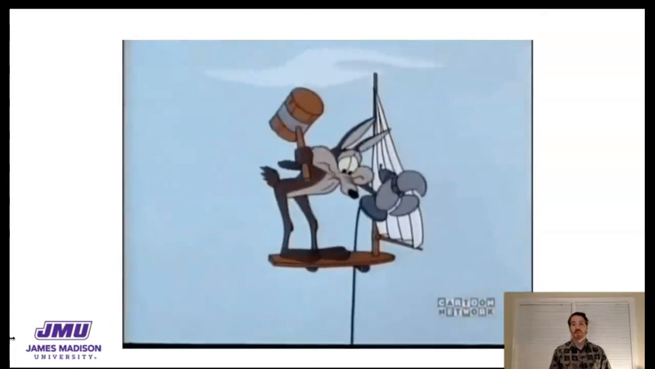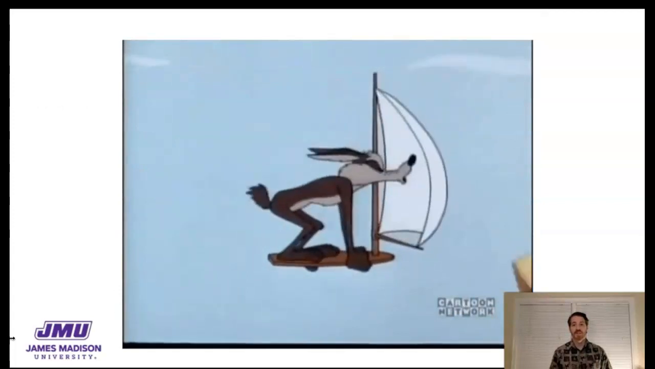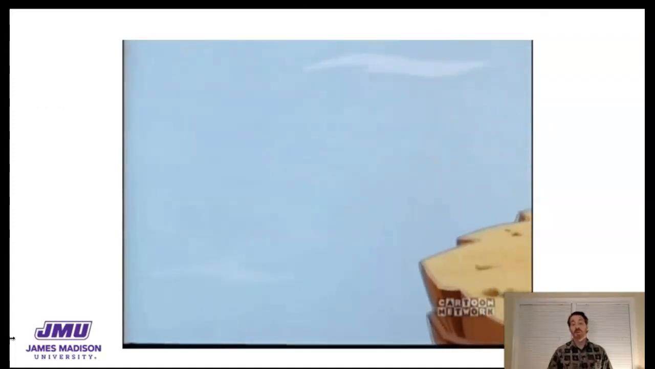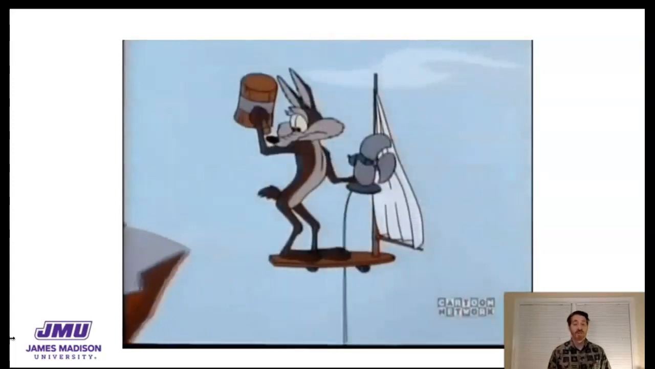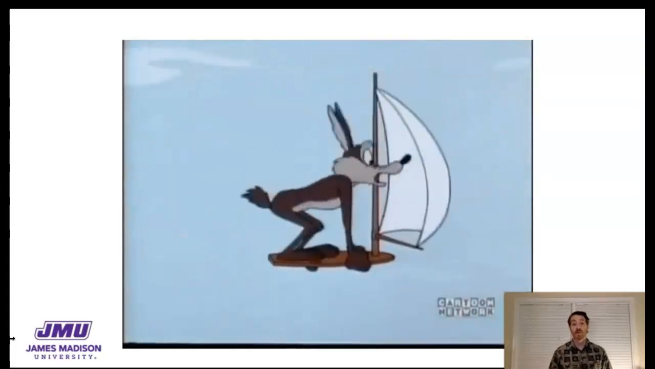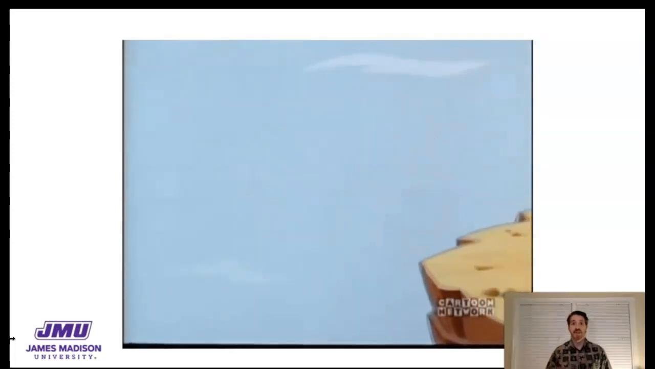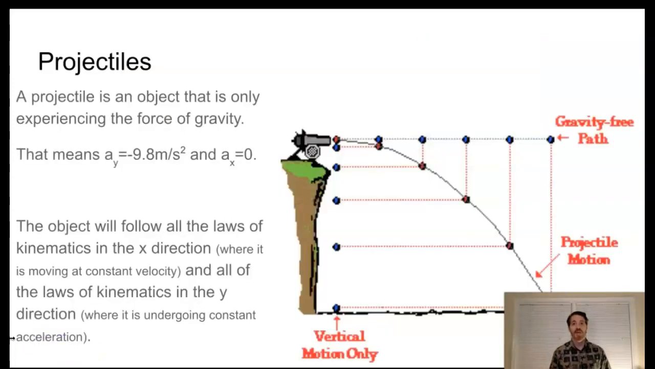The answer really is the same reason that we don't see motion like what we're witnessing in this cartoon right now. Wile E. Coyote does not actually move like this. Your motion in the X direction and in the Y direction and in the Z direction do not depend on one another. He's not going to refrain from falling until after he stopped moving. He would actually move like we learned about with projectiles.